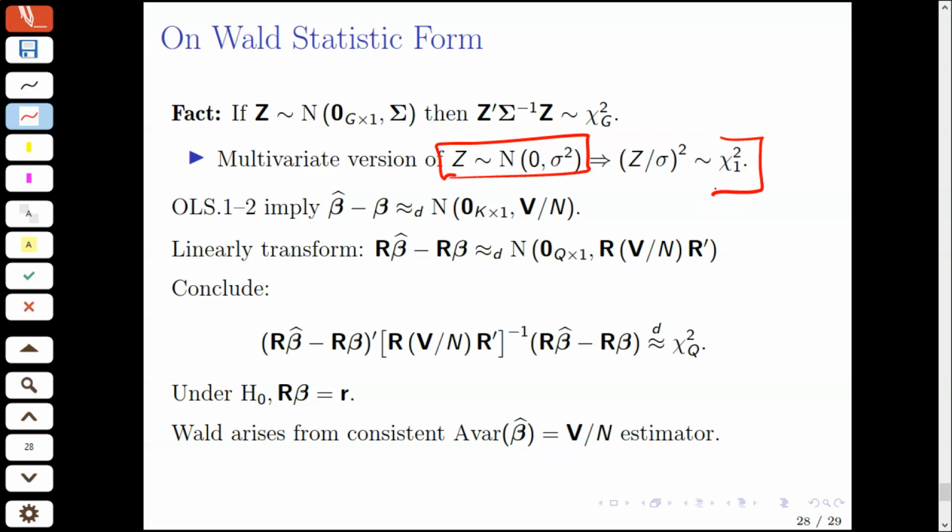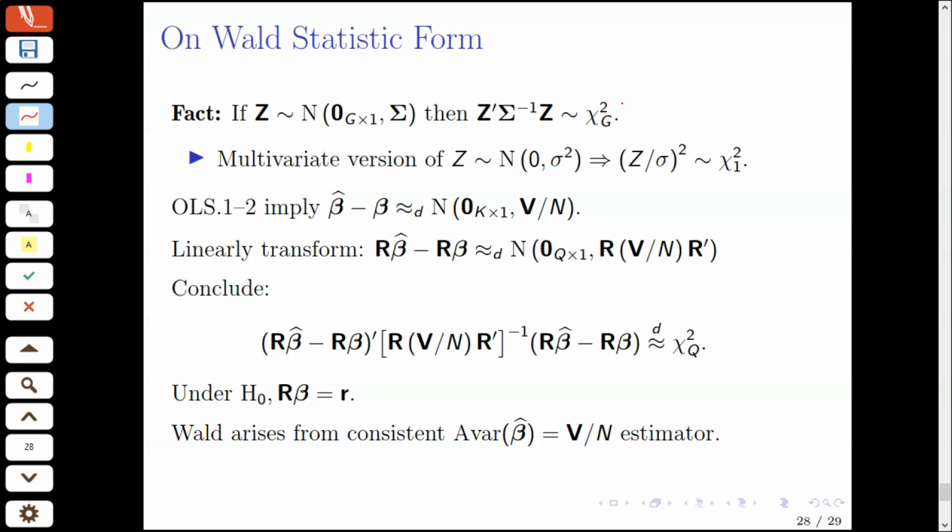Here, since C is g-dimensional, the division part goes through multiplication by the inverse variance matrix, and the resulting chi-square random variable has g degrees of freedom. But that's the only difference, really.